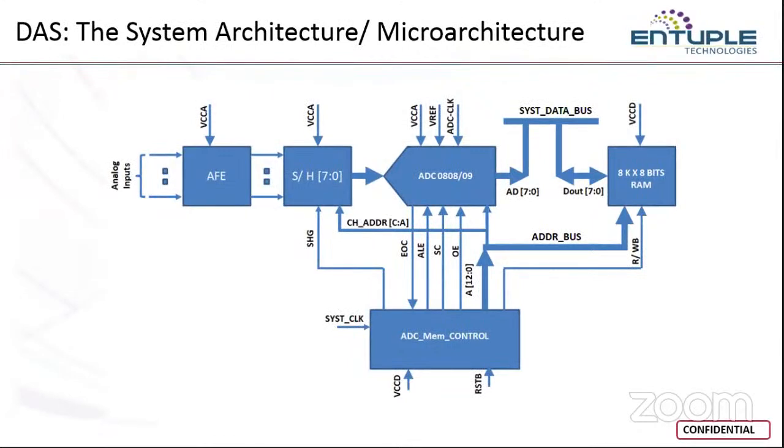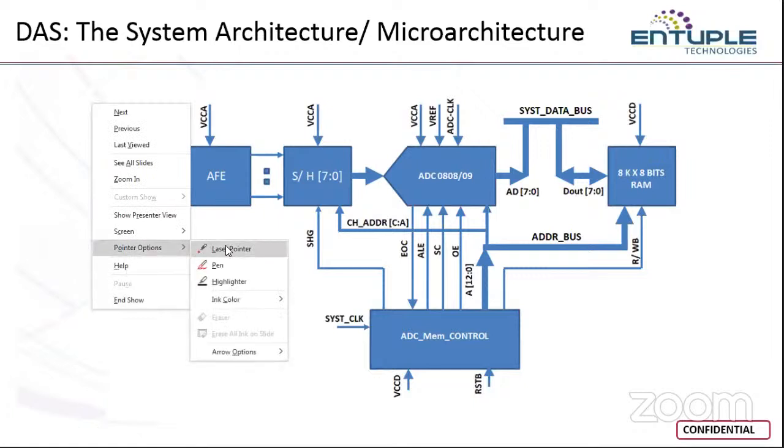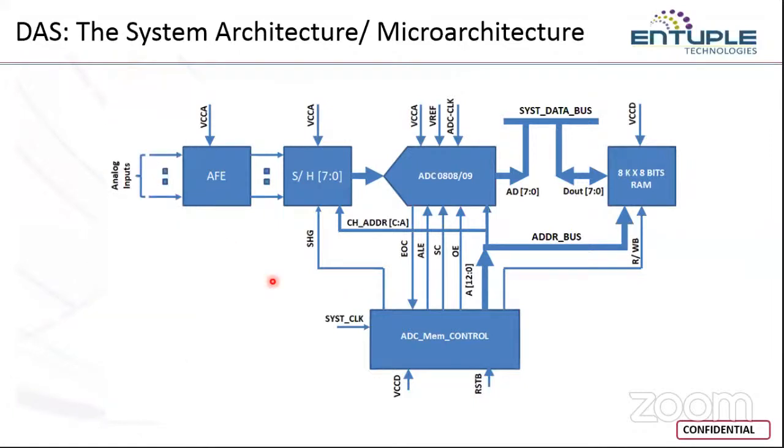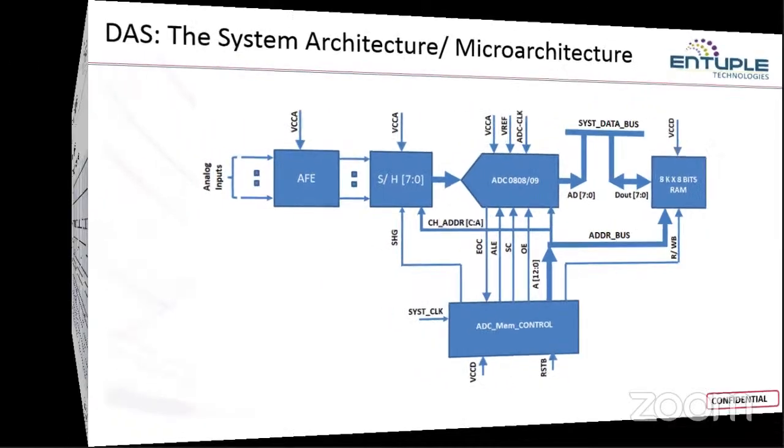So within the black box, you'll be having these modules, and then you'll have to go one level down. For example, if you take an S and H, sample and hold block, what is going to be the component present within the sample and hold circuit? And what are the components available within the ADC memory control? Like that, you'll have to go down one level by one level for each and every block. So this will be the overall system architecture for the data acquisition system that is planned.